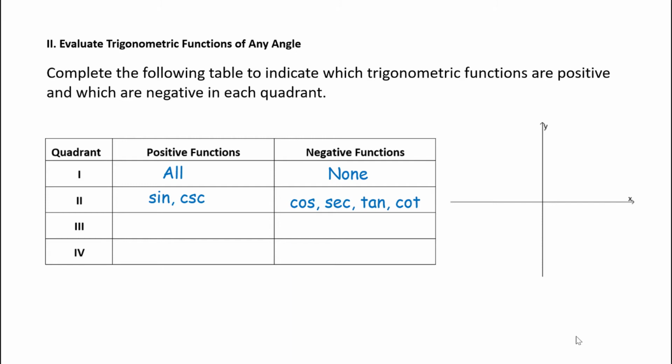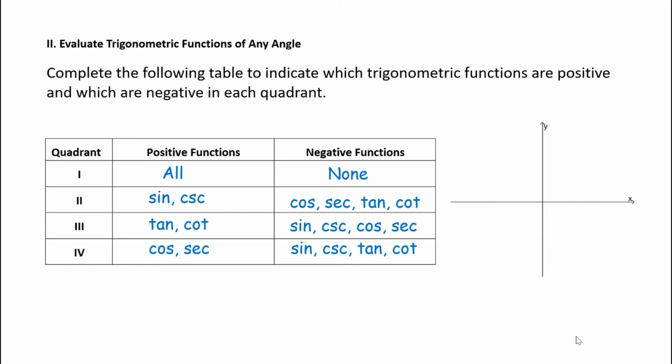In quadrant 3, the tangent and its reciprocal cotangent are positive. That then tells us that the remaining four functions, sine, cosecant, cosine, and secant, are negative in the third quadrant. In quadrant 4, cosine and secant are positive. Then the remaining four functions of sine, cosecant, tangent, and cotangent are negative.